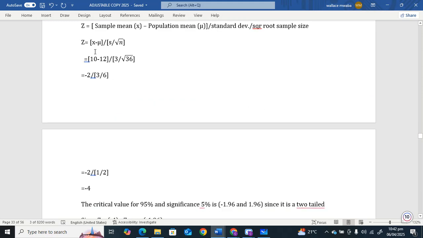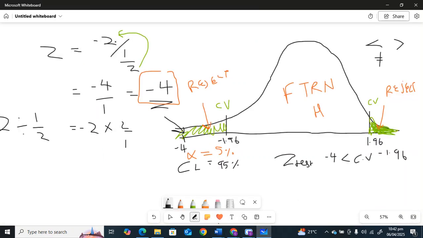When we're solving for z, 10 minus 12 is negative 2. Here at the bottom, the square root of 36 is 6. So you have negative 2 divided by 3 over 6. Then we simplified 3 over 6, so it becomes a half. Then we multiplied the 2 at the bottom with the 2 at the top. That's how we ended up with negative 4.